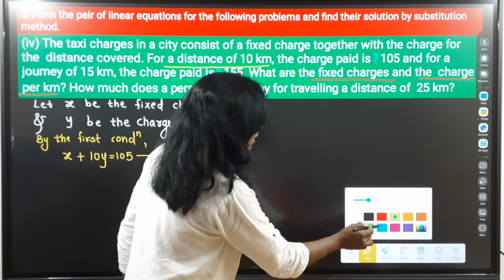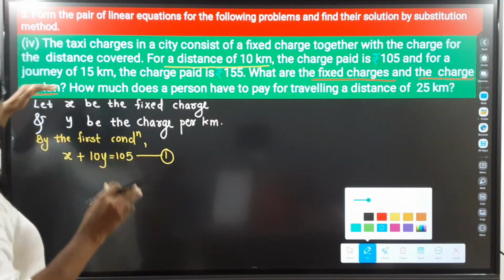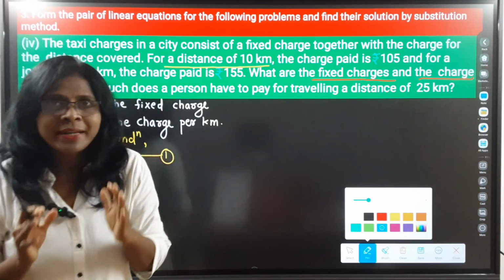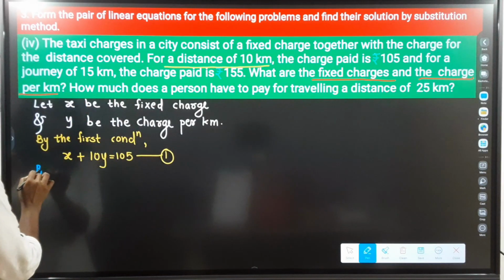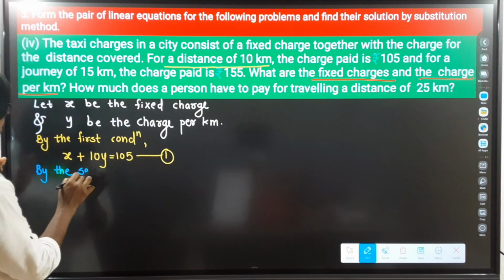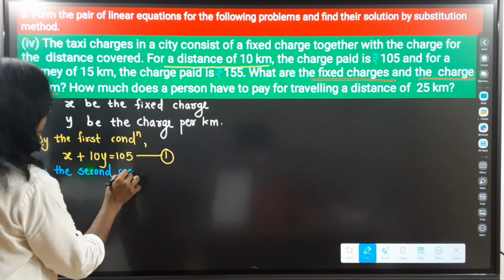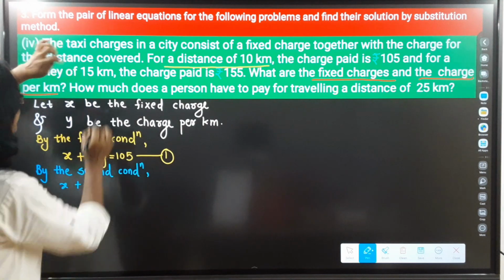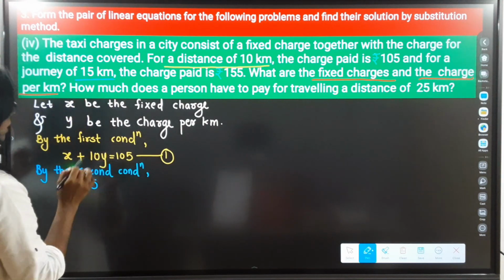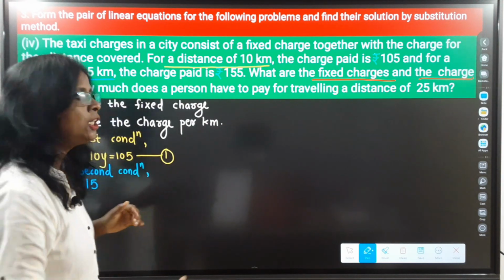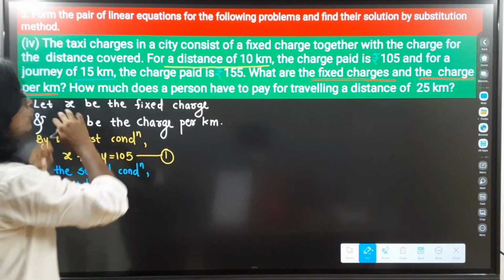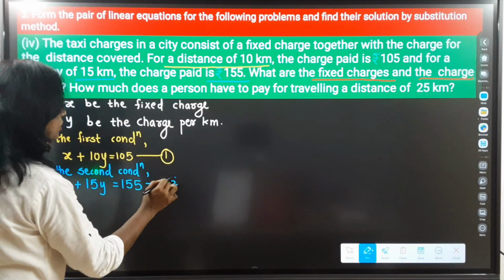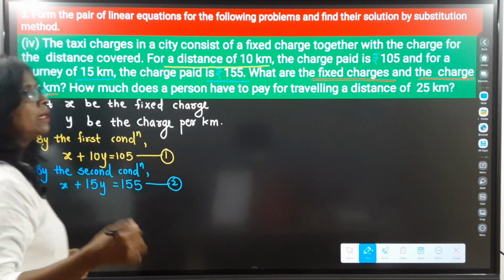Now here students, the next part is the journey of 15 kilometers, the charge paid is rupees 155. So by the second condition, the fixed charge is x, and the charge for the 15 kilometer journey will be 15y, equal to the total paid, rupees 155. So the second equation will be x plus 15y is equal to 155.